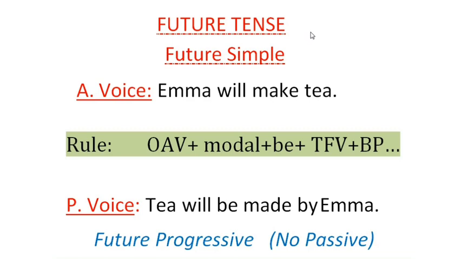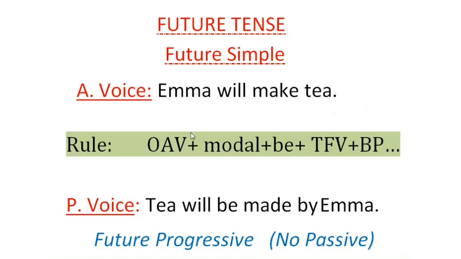As we have already seen, present tense and past tense have similarities to some extent, but future tense is somewhat different from the previous two. So now comes future simple form. Active voice: Emma will make tea. The rule is OAV plus modal plus B plus TFV, third form of the verb, plus BP, that means by phrase, and the rest of the sentence, if any, in the active voice.